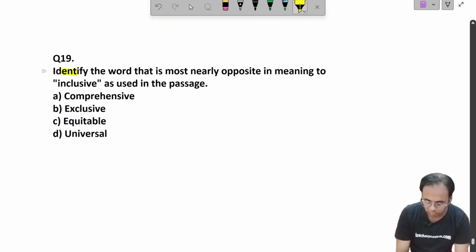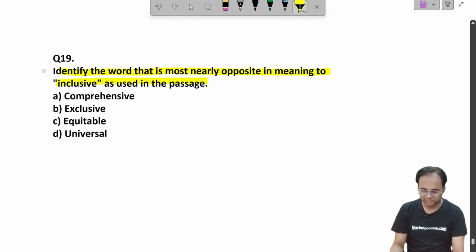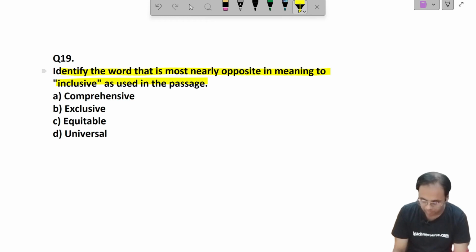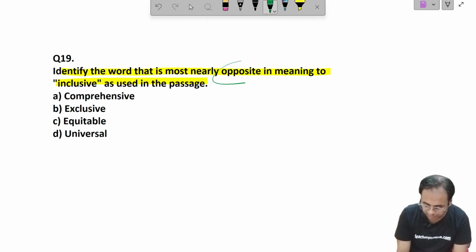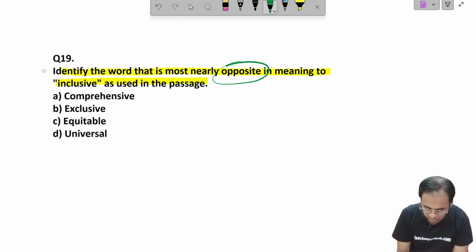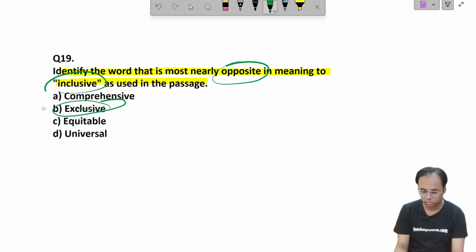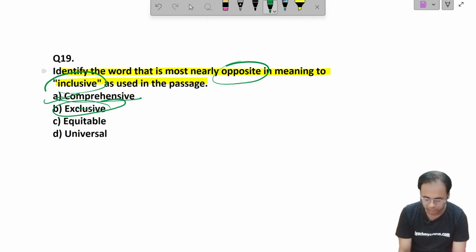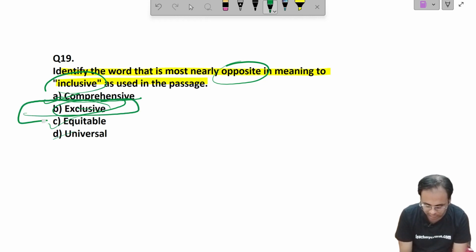Next, identify the word that is most nearly opposite in meaning to inclusive as used in the passage. Inclusive means that we are including something, we are giving equal opportunities. Now we have to find the word that is opposite in meaning. We have inclusive, so obviously exclusive is the opposite. We are excluding people. The other words are comprehensive, which means inclusive, equitable means equal opportunities, and universal means the same for all. So exclusive is the answer here.